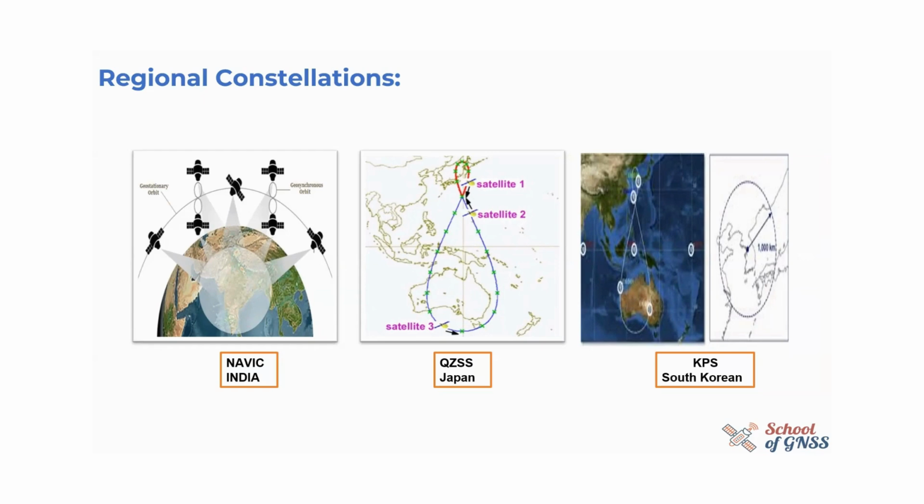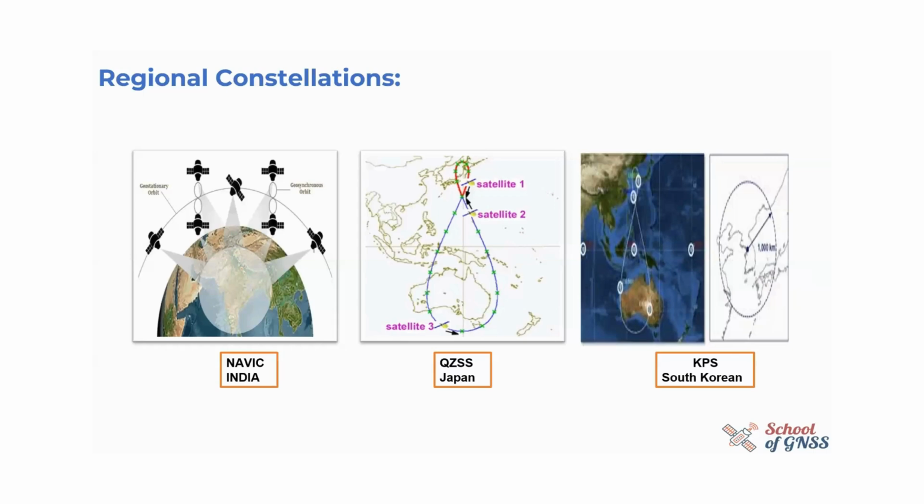QZSS, Japan. QZSS satellites are in orbits which try to cover only Japan and sometimes part of China and so on. So these are the satellite constellations which try to cover the region of Japan and its surroundings.